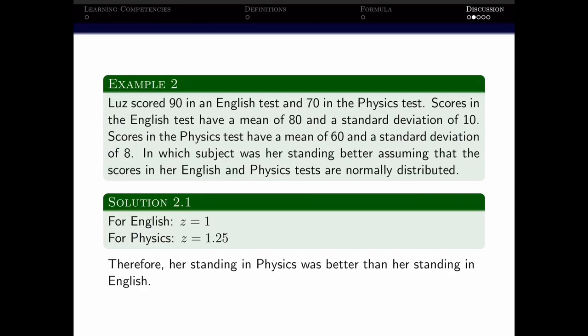All right, so as you can see, for English, z equals 1. For physics, z equals 1.25. So therefore, her standing in physics was better than her standing in English.